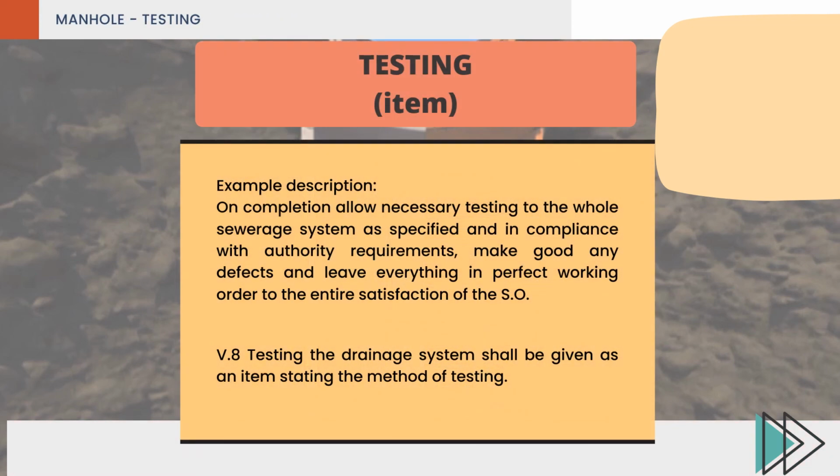On completion, allow necessary testing to the whole sewerage system as specified and in compliance with authority requirements, make good any defects and leave everything in perfect working order to the entire satisfaction of the SO. The clause related is V.8. Testing the drainage system shall be given as an item stating the method of testing.